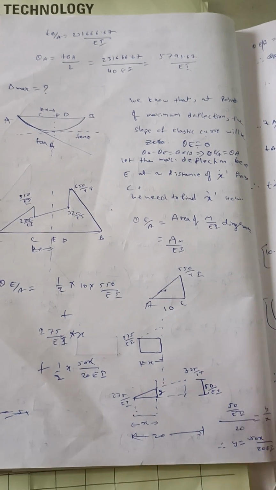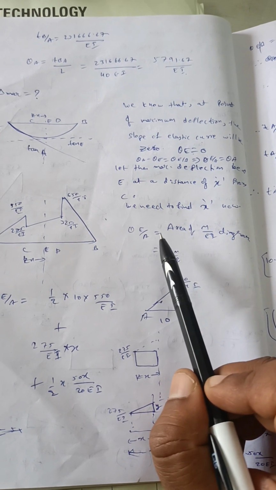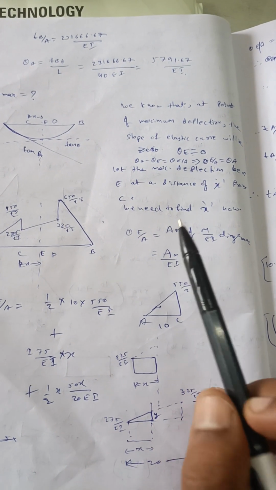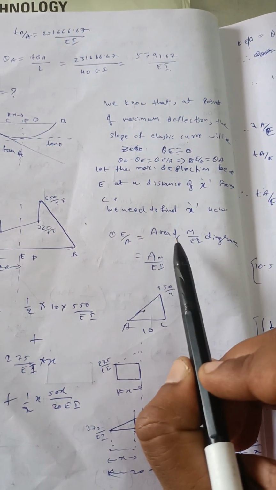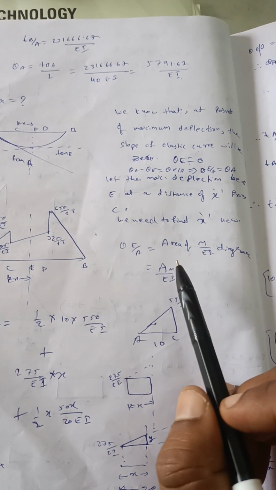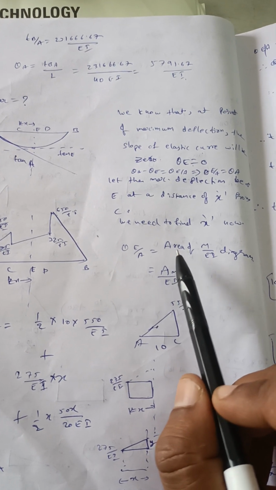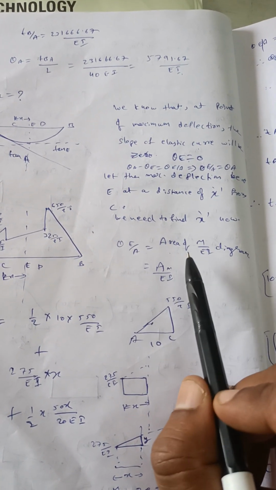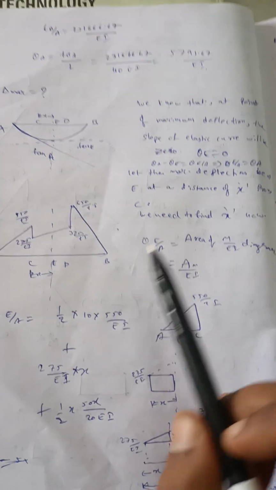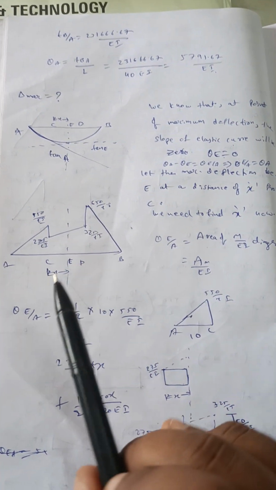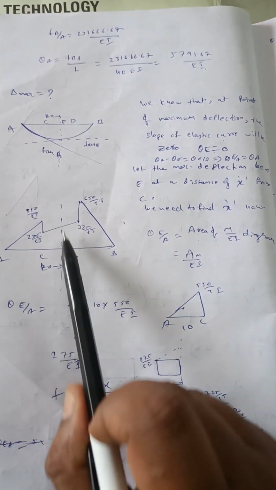Now let's take this theta E by A. What is theta E by A? It is nothing but the area of the M by EI diagram. From Mohr's first theorem, theta equals area of M by EI. That is what we wrote here. Now this is the M by EI diagram we know, and we need to calculate the area from E to A.